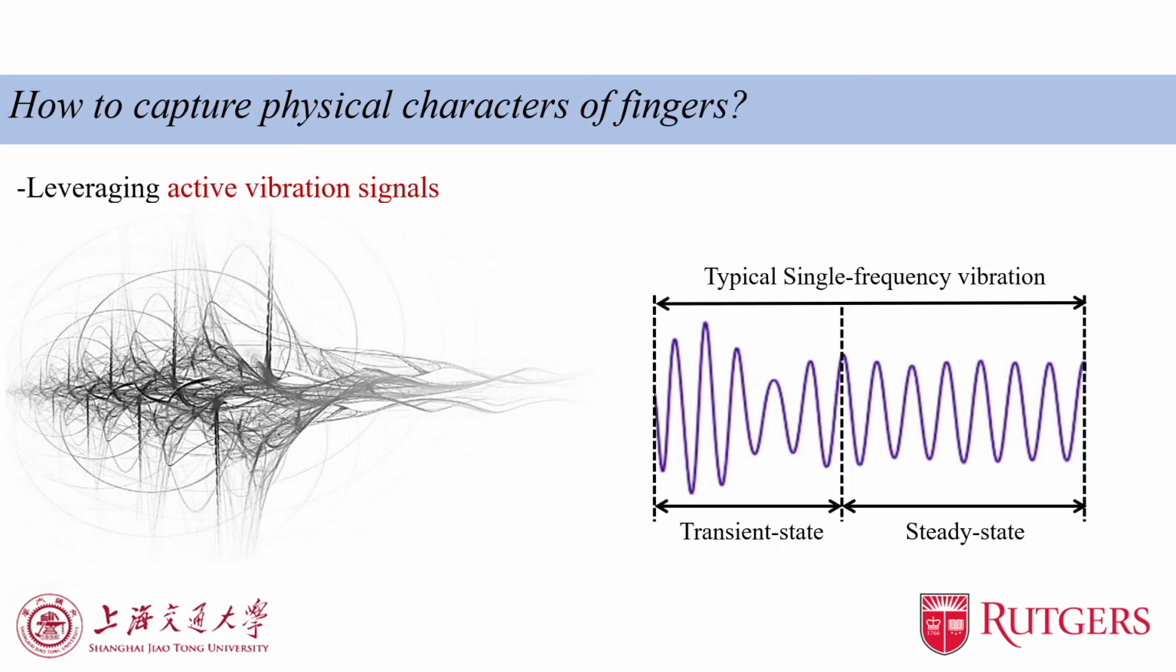And the last question is, how can we capture the physical characters? To capture the physical characters of human fingers, we utilize active vibration signals that can be generated by smartphones. Typically, most smartphones can generate single-frequency vibration signals, and it can be divided into two states: the transient state, when the vibration signal starts and varies, and the steady state, when the vibration signal reaches a balance.